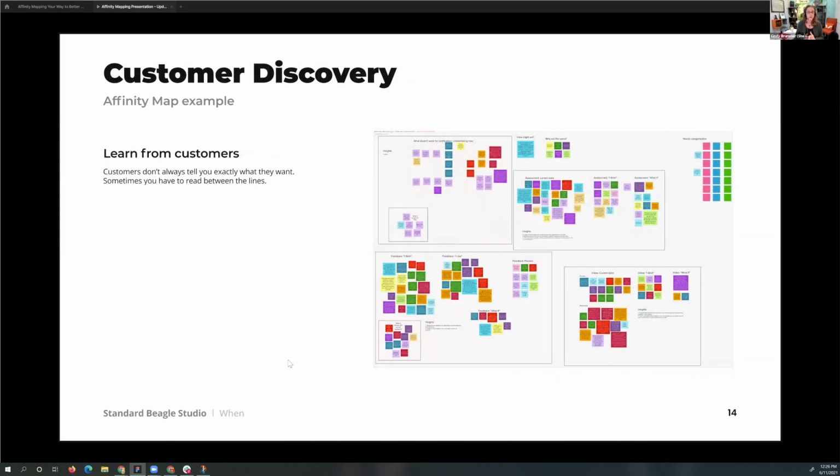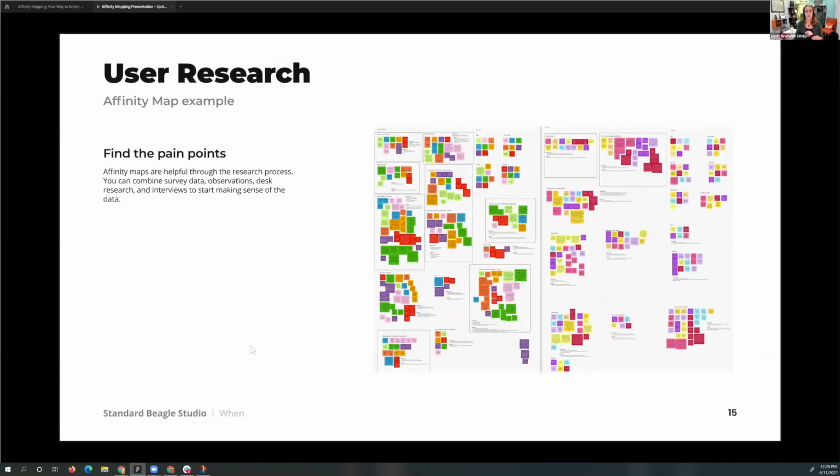You can also use it for customer discovery. I'm not going to be going too much into that, but this is a great way to take learnings from customers and put it in front of you. And related to that is also user research, having a whole bunch of qualitative and quantitative data for UX designers to put together and see patterns so that you can understand deep user insights.